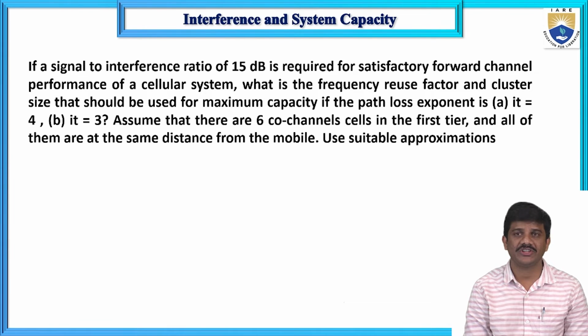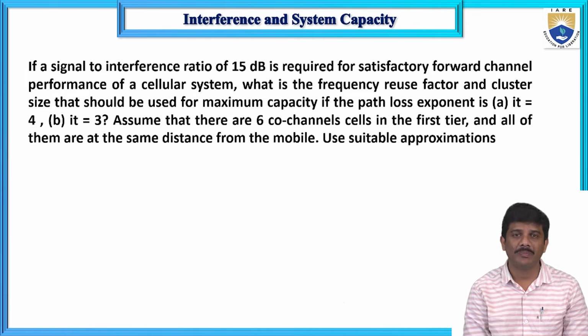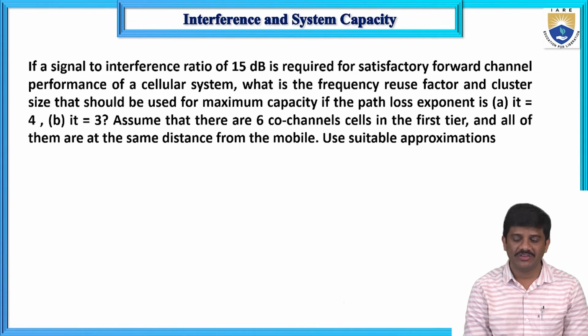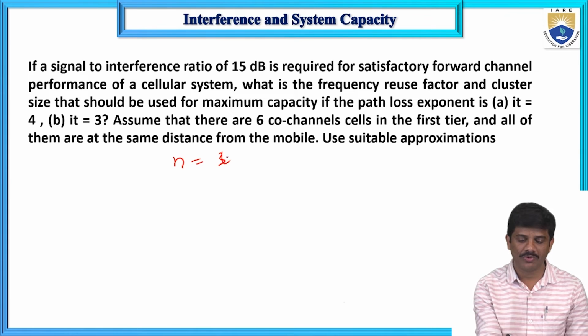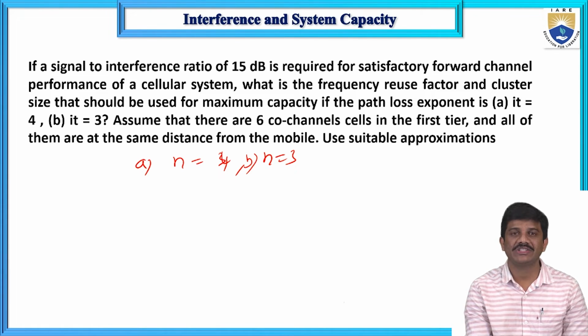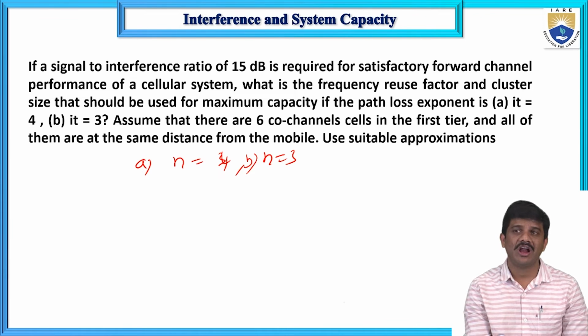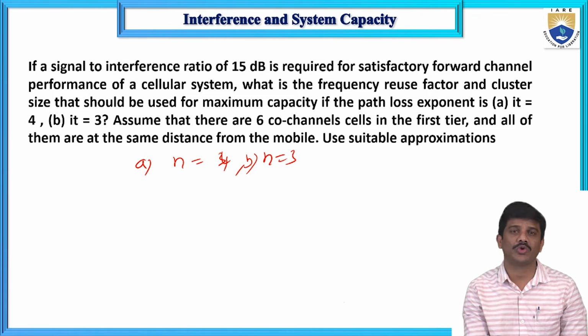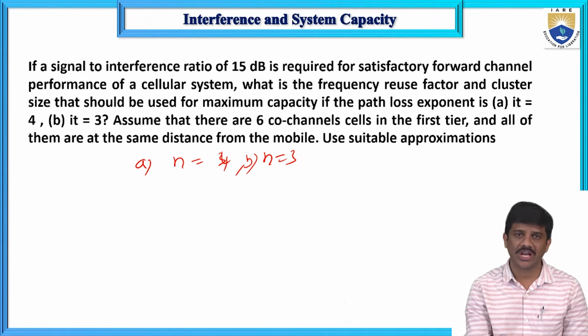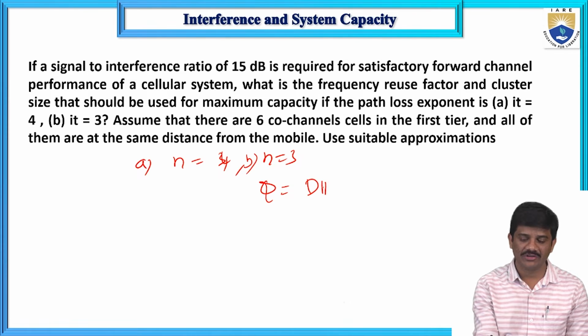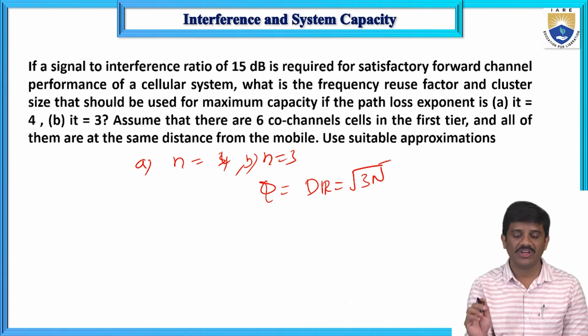If a signal to interference ratio of 15 dB is required for satisfactory forward channel performance of a cellular system, what is the frequency reuse factor and cluster size that should be used for maximum capacity if the path loss exponent is n equal to 4 for case A and n equal to 3 for case B? They gave this in the question. Assume that there are 6 co-channel cells in the first tier and all of them are the same distance from the mobile. Use suitable approximations. What is the reuse ratio formula? We know it already: Q equals D by R equals root 3 N. If they give the cluster size, we can go like this. Otherwise, we go with D by R.